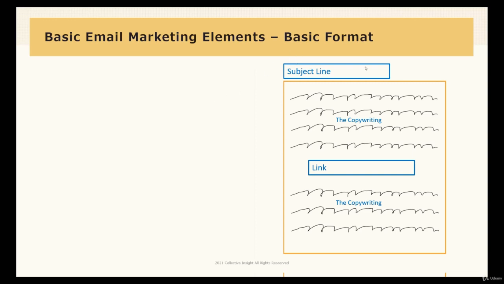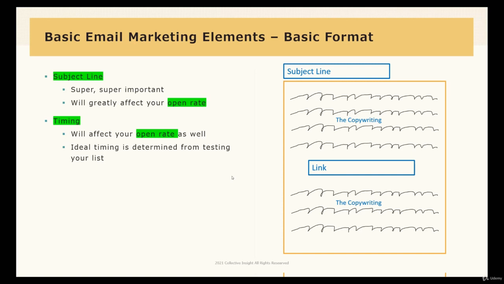So we have a subject line, some copywriting, and the link that they can click on, and end it with some more copywriting. And in the end, your signature, right? So your subject line and your timing to send the email, these two elements will affect your open rate. And as we know, subject line plays the most important role in open rate. So we have to make sure we have a good subject line.